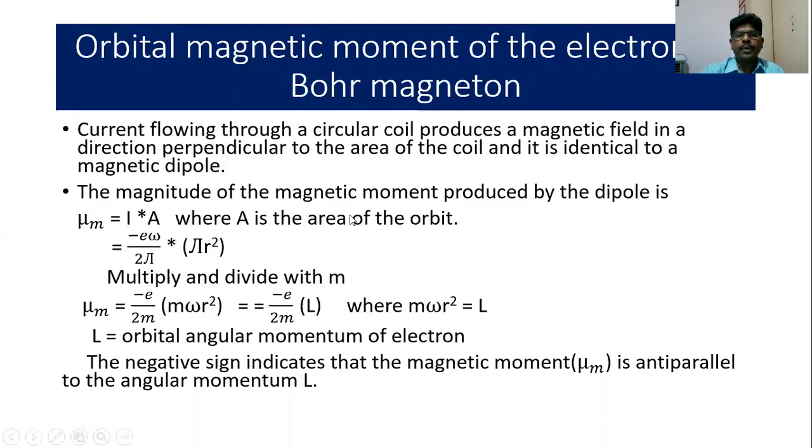The magnitude of the magnetic moment produced by the dipole is mu m is equal to I into A, where I is the current and A is the area of the orbit. Substituting the values, we have minus e omega by 2 pi into pi r square. Multiply and divide with m. We get mu m is equal to minus e by 2m into capital L, where capital L is equal to m omega r square. What is capital L over here? Angular momentum. The negative sign indicates that the magnetic moment is anti-parallel to the angular momentum.